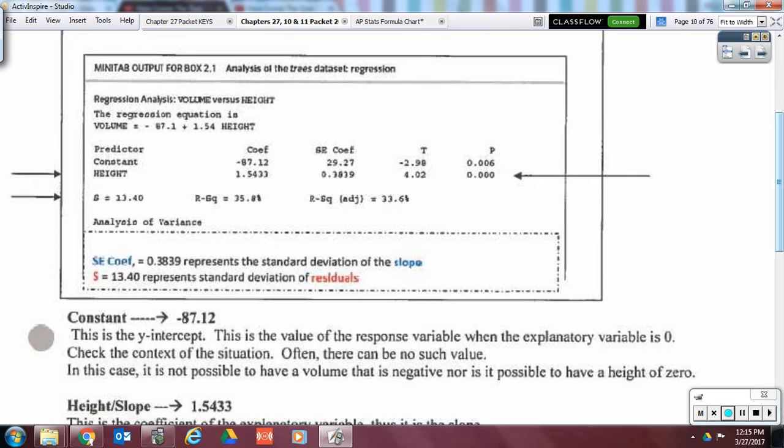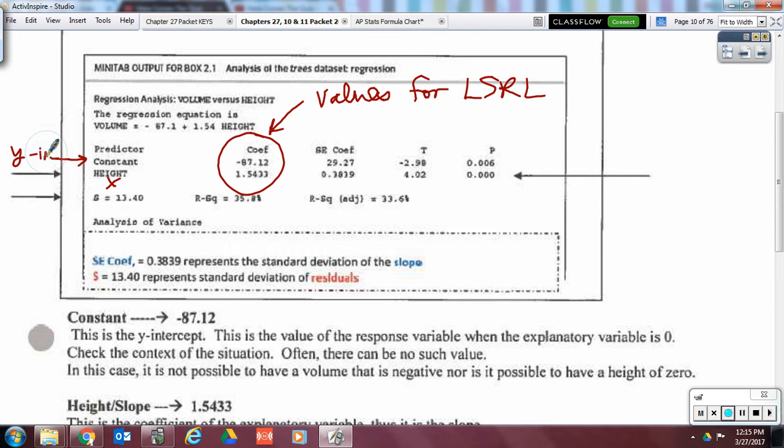So where is the data that the equation of the line comes from in a computer printout? Coefficient, very good. So here are our values for your least squares regression line, your line of best fit. Constant versus this second thing that's the variable. Constant is going to be what part of that equation? Your y-intercept, it is the one without a variable. So this entire line is about y-intercept, okay?